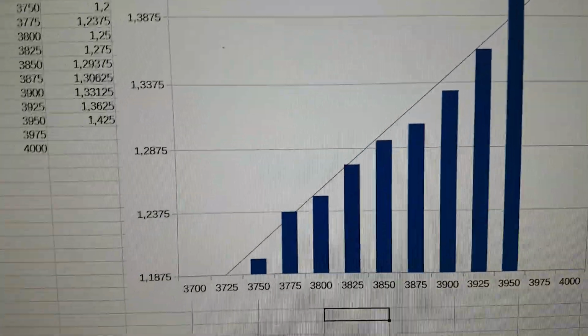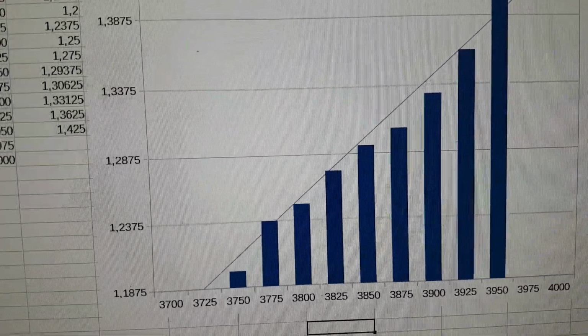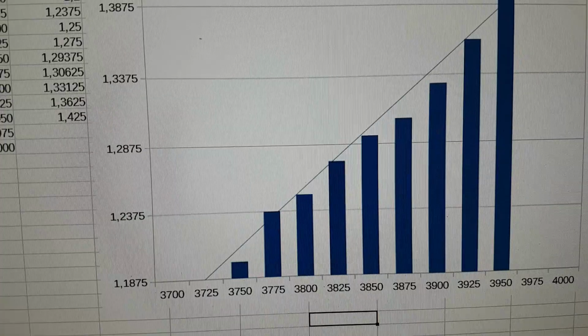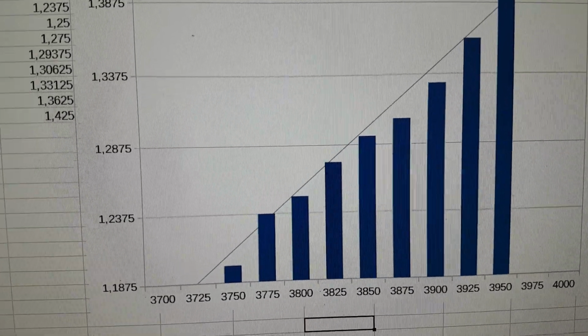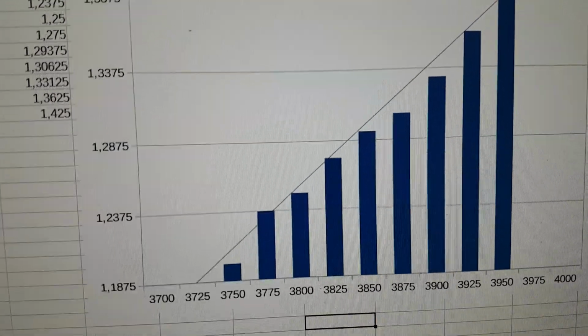So how is your chip performing at the different voltages, and how high can you go on the max safe voltage, which is 1.425 volts?